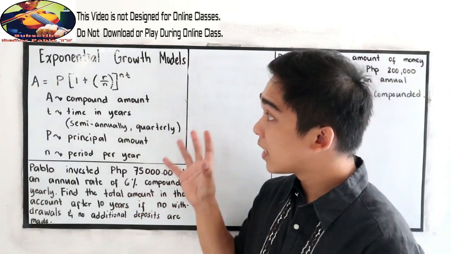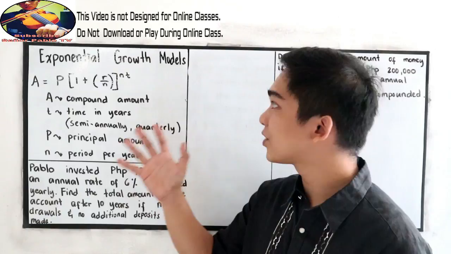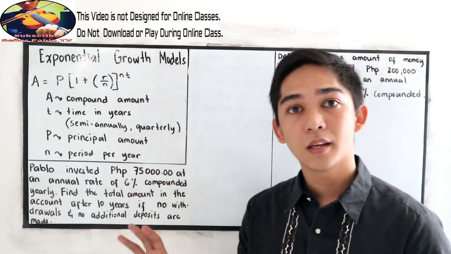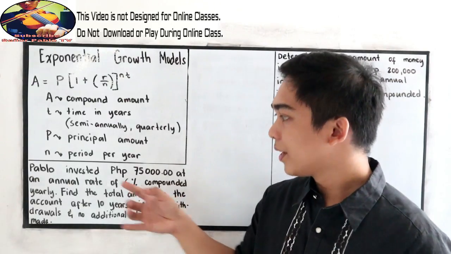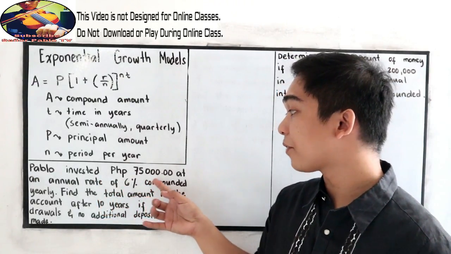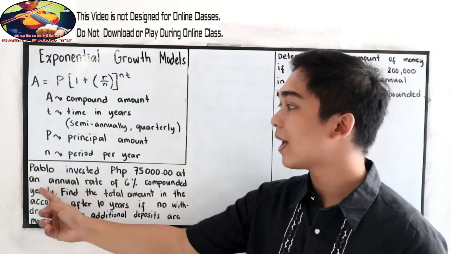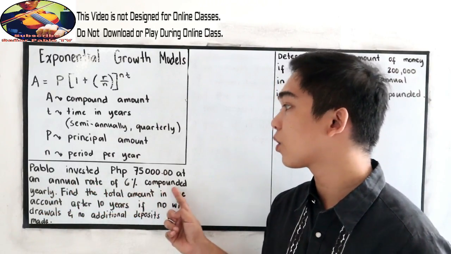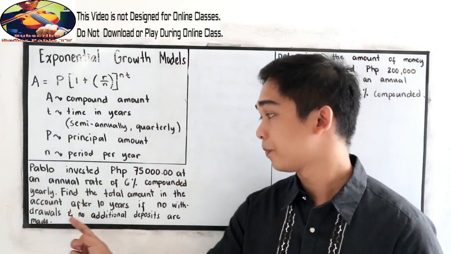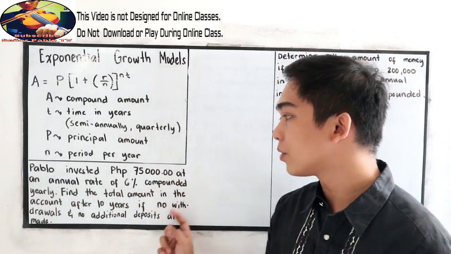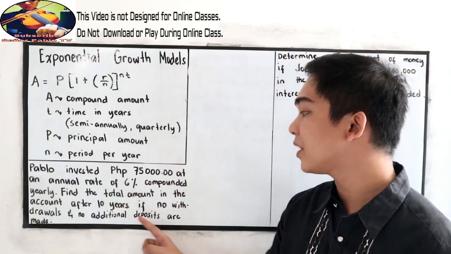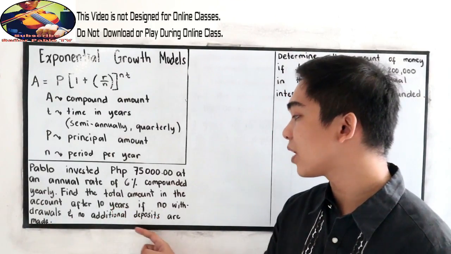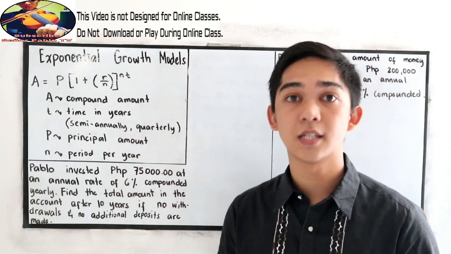To better understand our exponential growth model, let's have this example. Pablo invested 75,000 at an annual rate of 6% compounded yearly. Find the total amount in the account after 10 years if no withdrawals and no additional deposits are made.